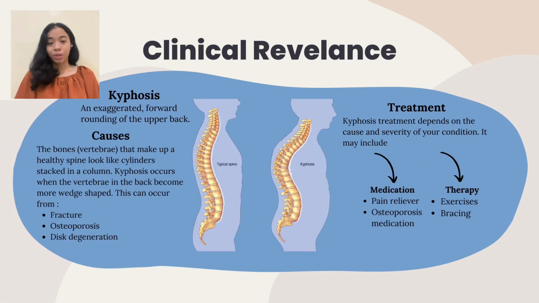One of the diseases that is related to the vertebra is kyphosis. It is an exaggerated forward rounding of the upper back. It occurs when the vertebrae in the back become more wedge-shaped. This could happen due to fracture, osteoporosis, or disc degeneration.